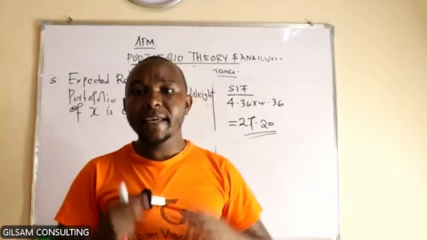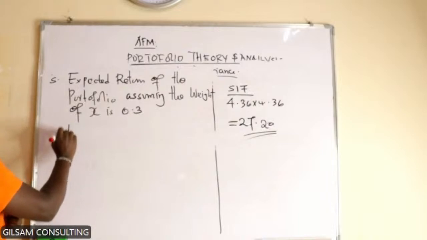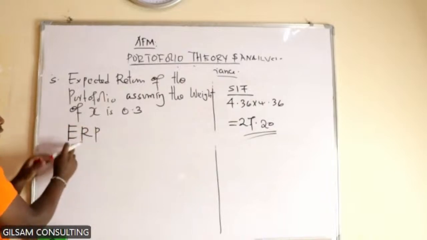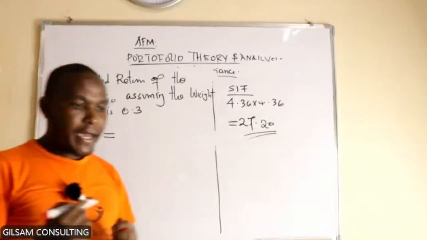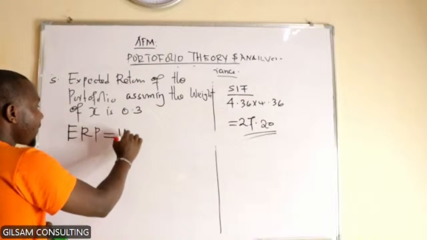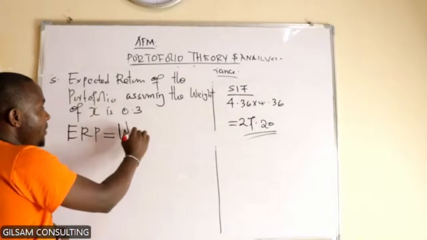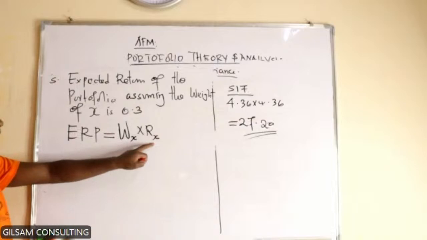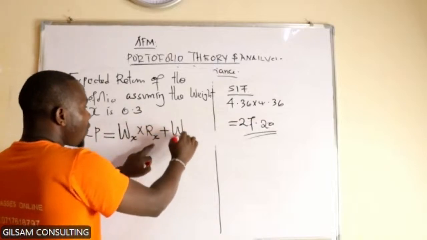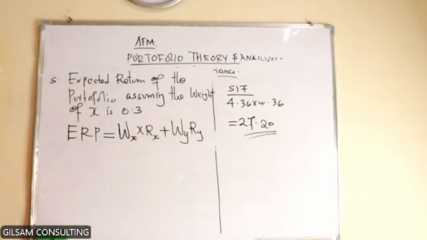Now, how do we get the expected return of the portfolio? ERP. That one is the answer now. What was the expected return? You take the weight of X, which in this case is 14.85, and multiply by the return of X. The weight of X is 0.3 and the weight of Y is 0.7. This one is for the return of Y.